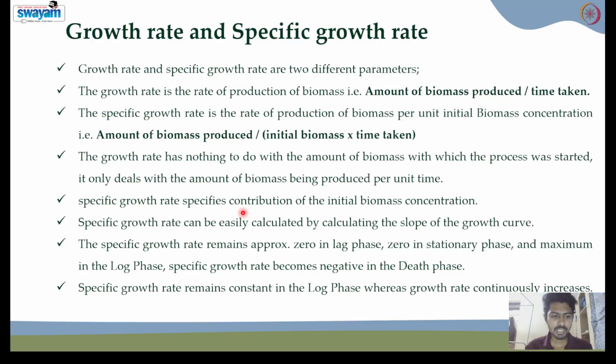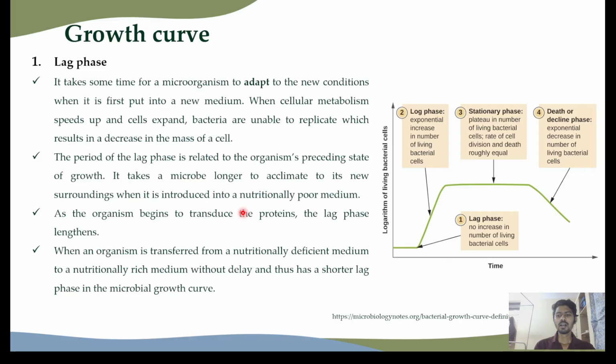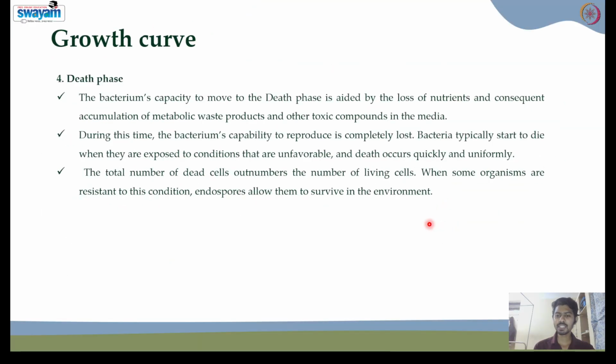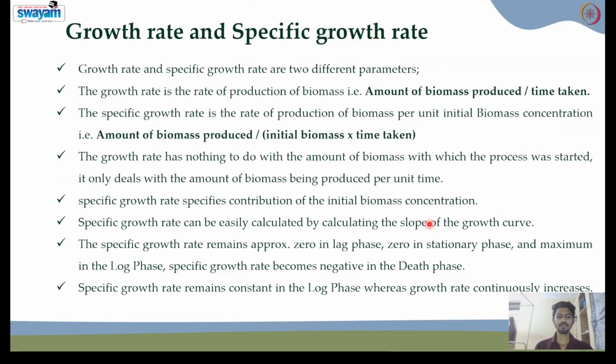And how is the specific growth rate calculated? As we have seen in the growth curve itself, this is the log phase. If we take the slope of this line in the log phase, we get the growth rate. We will discuss what happens to the specific growth rate at each phase. In the lag phase, it is zero. Why is it zero? Because here no cell division occurs. What happens here?